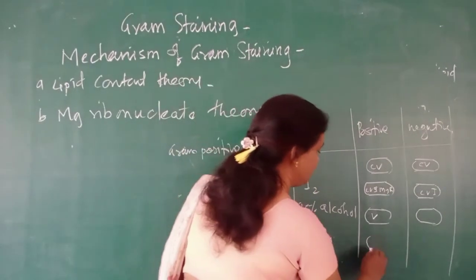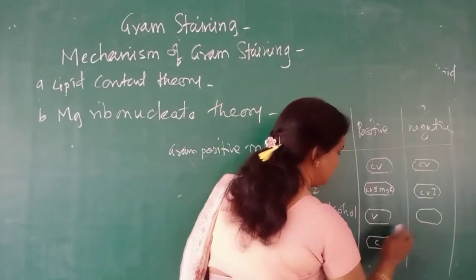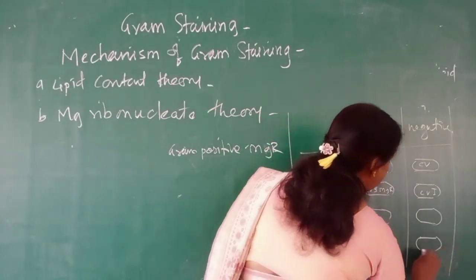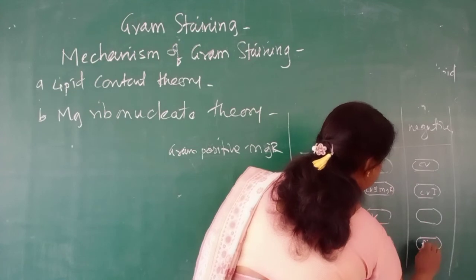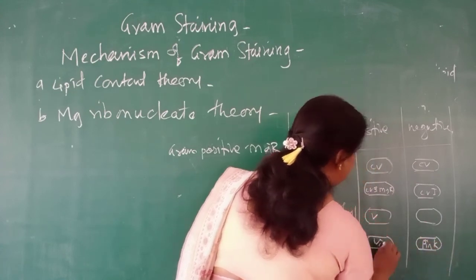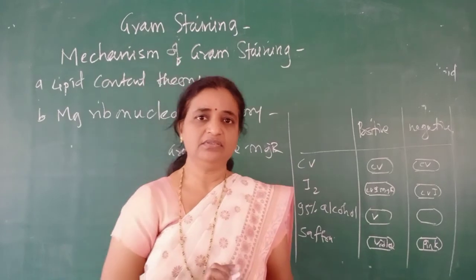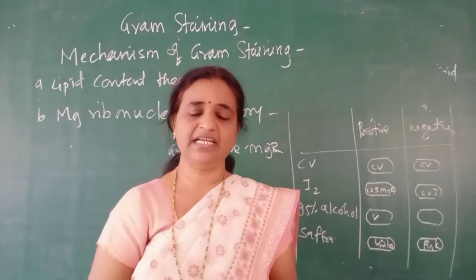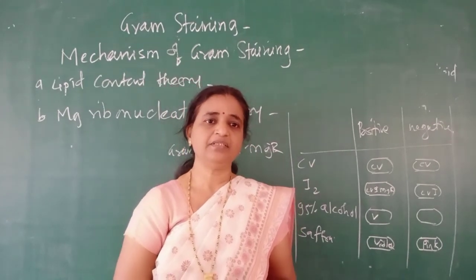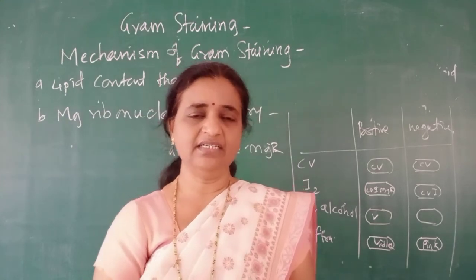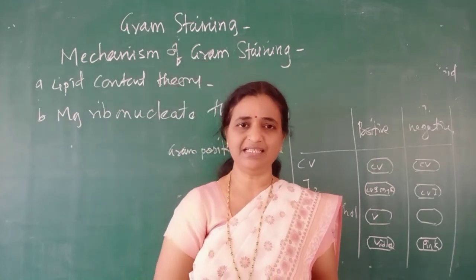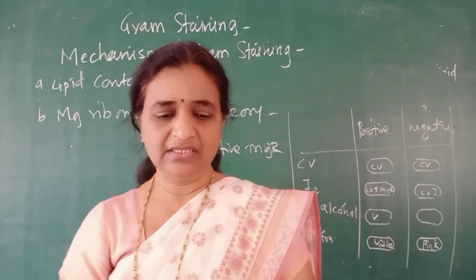After safranin, the colorless cells take the color of safranin and become pink. So that is the mechanism called magnesium ribonucleic theory, and that is about the first two mechanisms of the gram staining. In the next lecture we will see the other two mechanisms of the gram staining. Till then, stay safe, stay tuned.